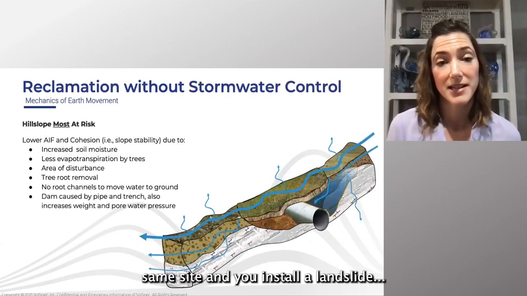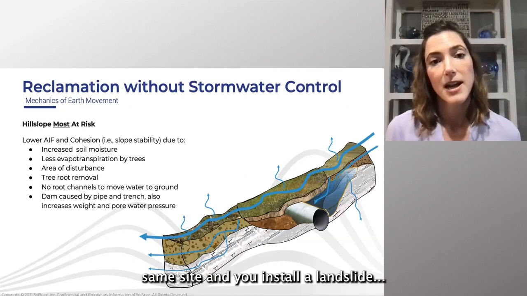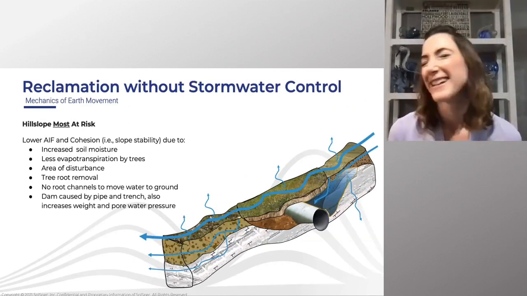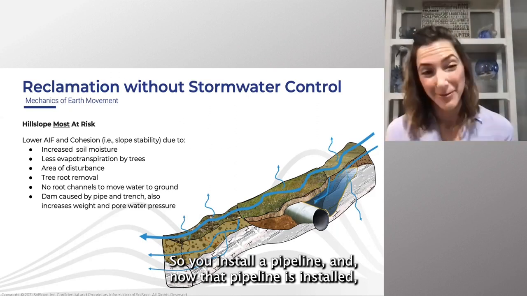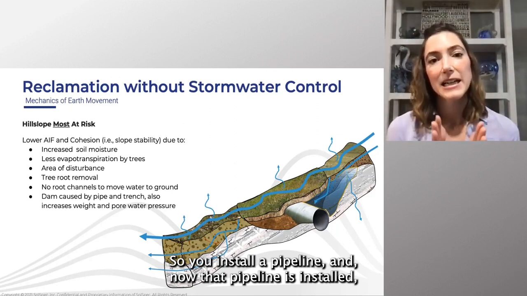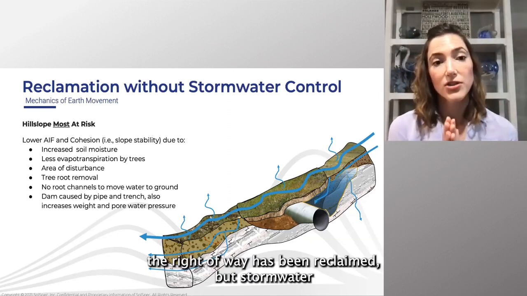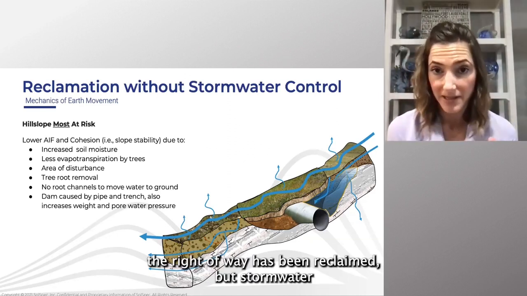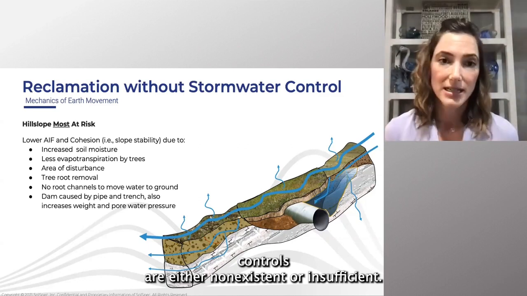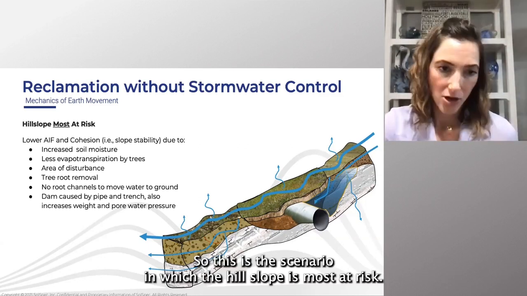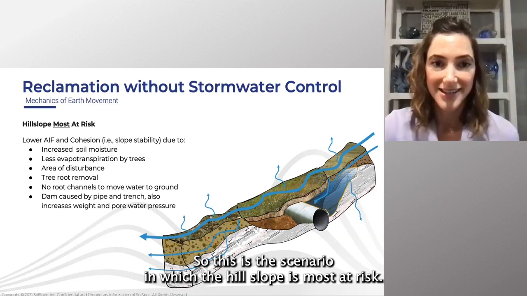So now you take that same site and you install a pipeline. And now that the pipeline is installed, the right-of-way has been reclaimed, but stormwater controls are either non-existent or insufficient. So this is the scenario in which the hill slope is most at risk.